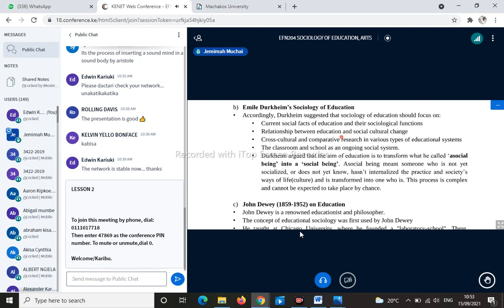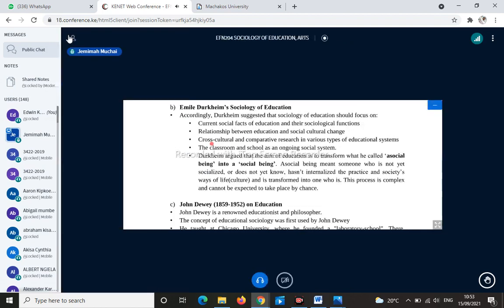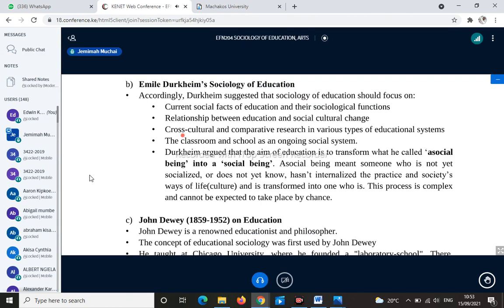Next, cross-cultural and comparative research in various types of educational systems. Cross-cultural means that you look at different cultures. For example, we are taught in English. English is a foreign language. It's not an African language. We have borrowed it, and some of the European culture, some of the American culture, we have borrowed all that. So whatever systems of education we have, we have gotten from different continents, not even countries, from different continents.